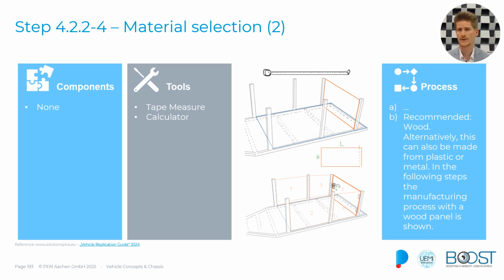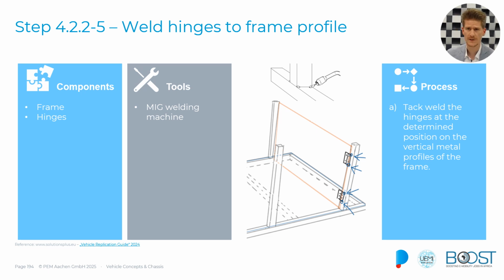If you have figured out the sizes of the tailgate, but also the side panels, mark them down, because we will need to use them later on. The next thing would be to weld the hinges of the tailgate. So what you need is the frame, and you need a couple of hinges, and we will MIG weld them again. So again, tack weld them at the determined position, in this case of the vertical support frame, right here at the very end, and then check the geometry.